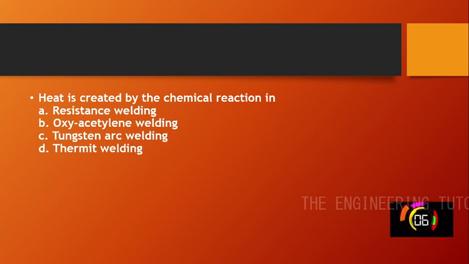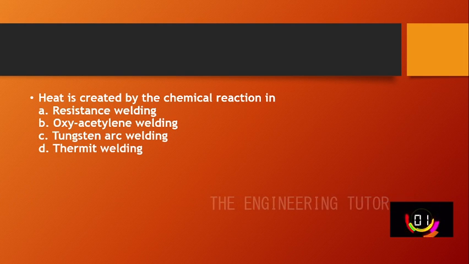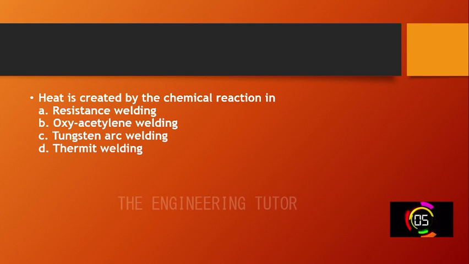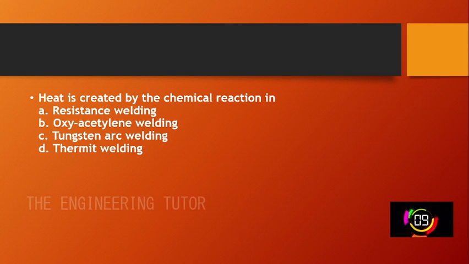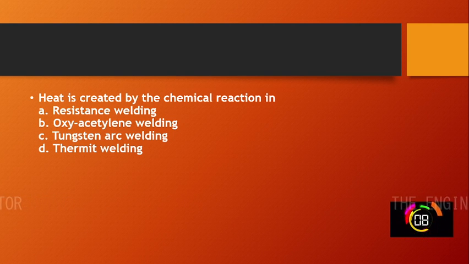Heat is created by the chemical reaction. It's a very simple question. Actually, this question is repeated many times in PSC examination. That's thermite welding, that is by using a chemical reaction, that is iron oxide and aluminum. We will be using powders to obtain heat, and that is used for melting the metal, and thus we are producing the welded joint.